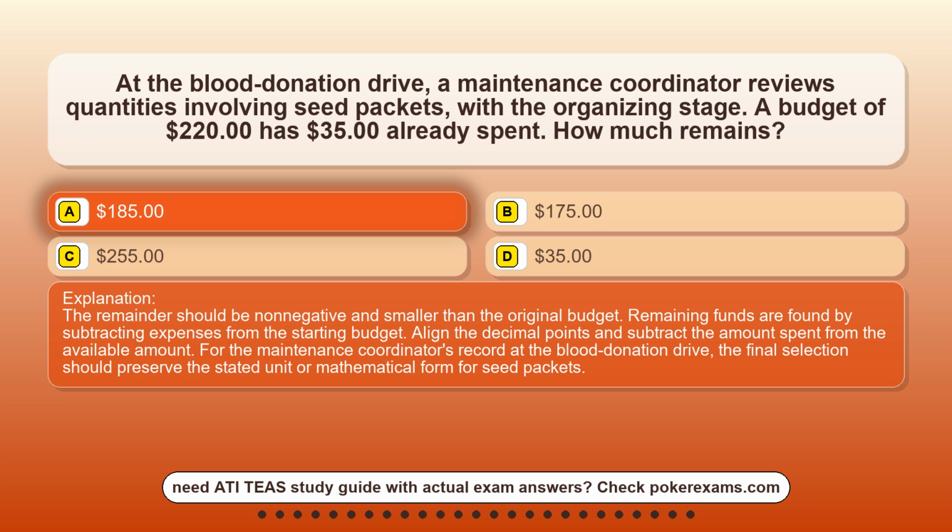The remainder should be non-negative and smaller than the original budget. Remaining funds are found by subtracting expenses from the starting budget. Align the decimal points and subtract the amount spent from the available amount. For the maintenance coordinator's record at the blood donation drive, the final selection should preserve the stated unit or mathematical form for seed packets.